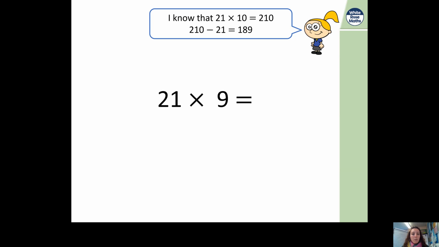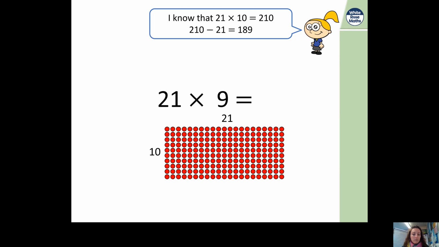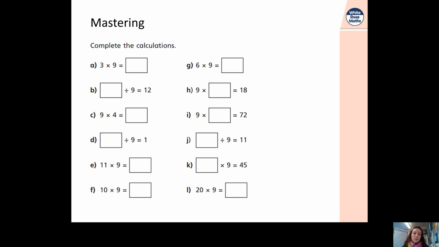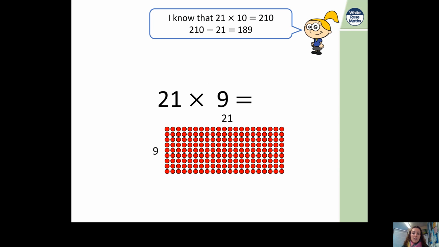Now, because I've multiplied by 10, I've multiplied 1 too many times. So I need to take away one of the 21s I've added on. So here's 21 times 10. I've added 1 too many 21s. So if I take away those 21s there, I'm left with 9 times 21, which is 189.